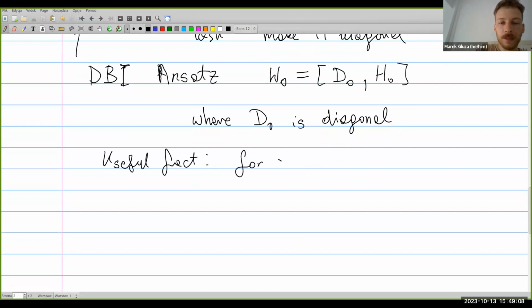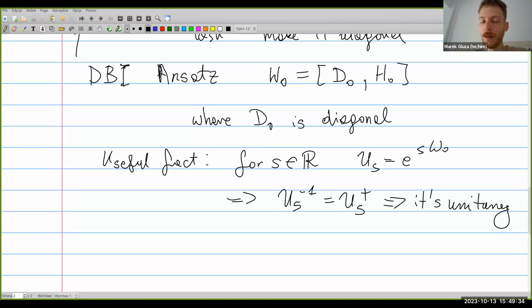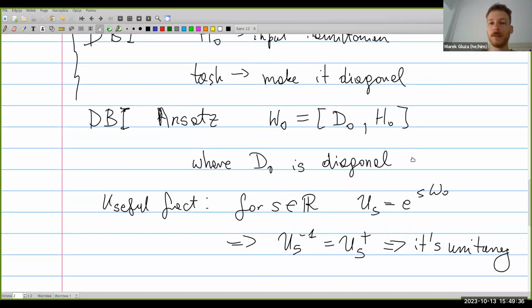If I take some small s, which is a real parameter, it can also be long, whatever, and I take the exponential e to the s w0, then u as inverse is u as dagger, okay? Which means it's unitary. So you see, it's quite simple.